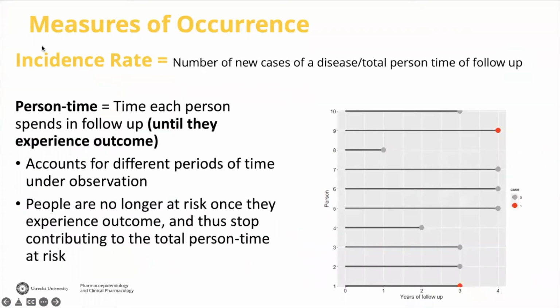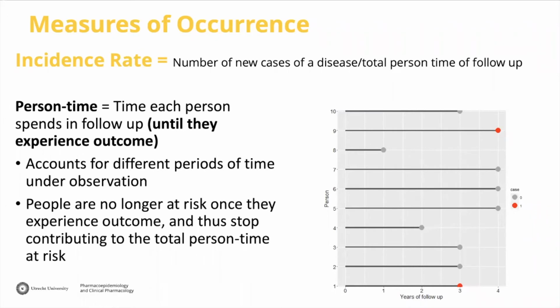Then we're going to move on to another measure of occurrence, which is common in cohort studies when we have person time of follow-up for each subject, which is the incidence rate. And this is calculated as the number of new cases of a disease divided by the total person time of follow-up. So person time is defined as the time each person spends in the follow-up until they experience the outcome within your cohort of interest.